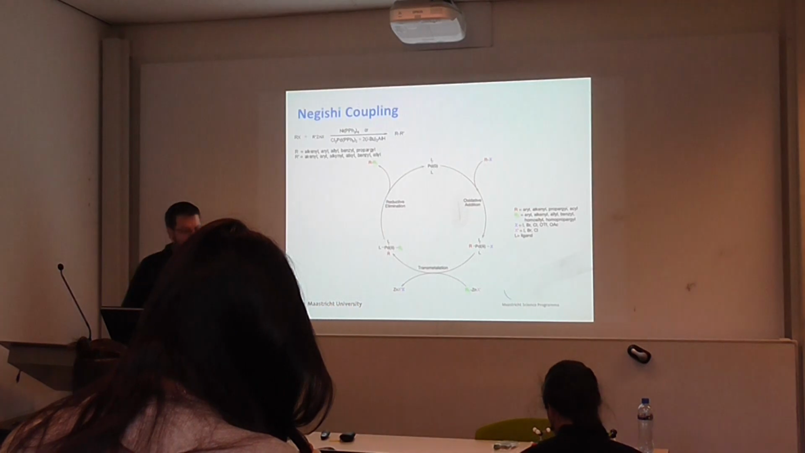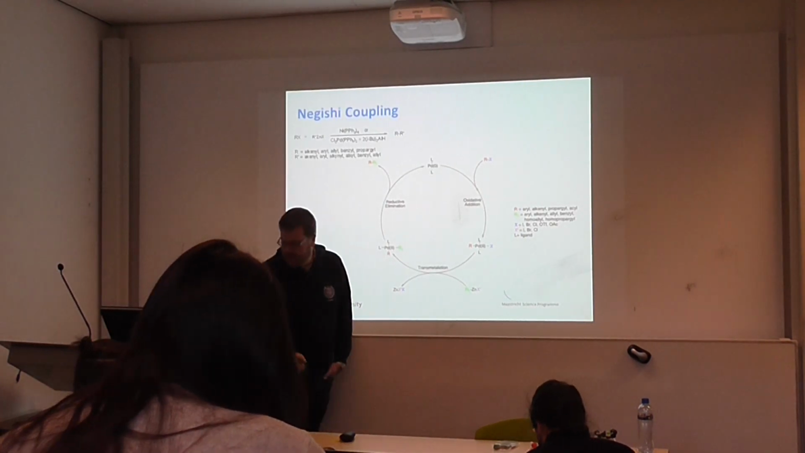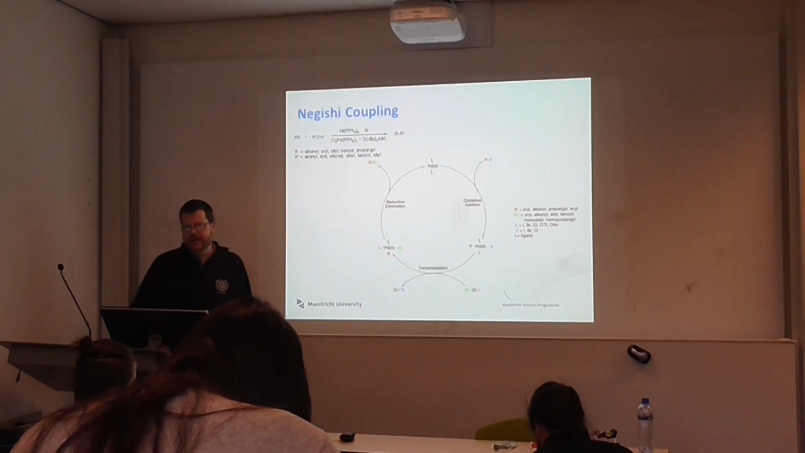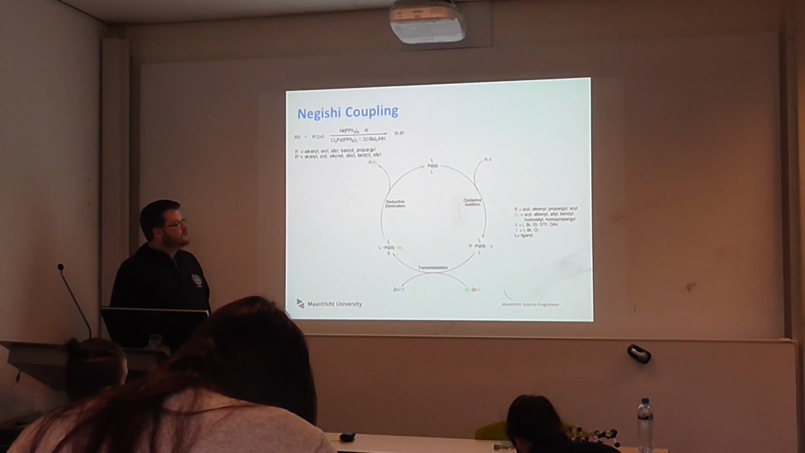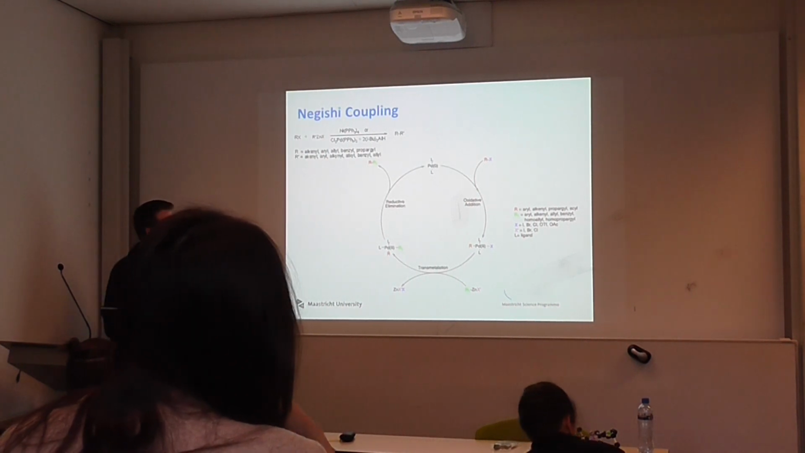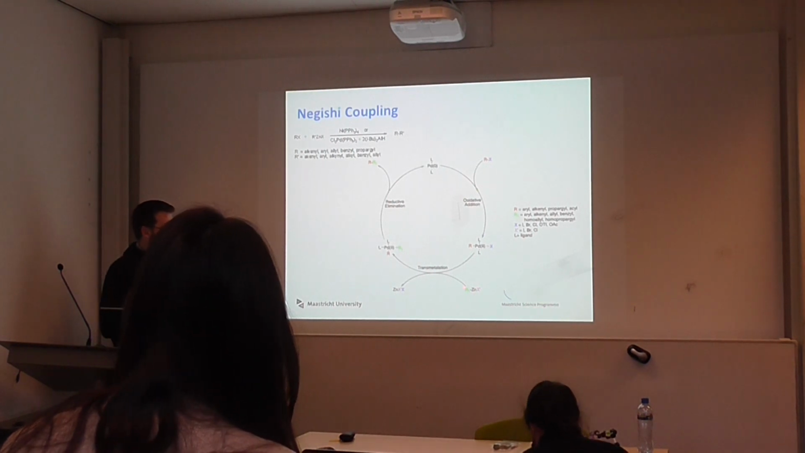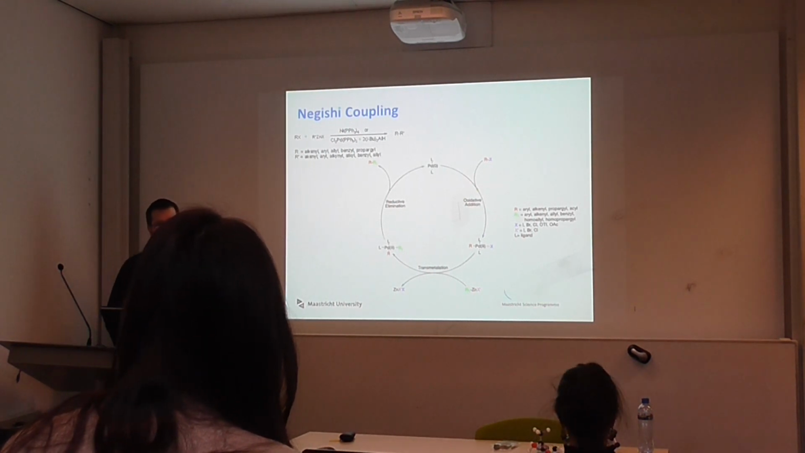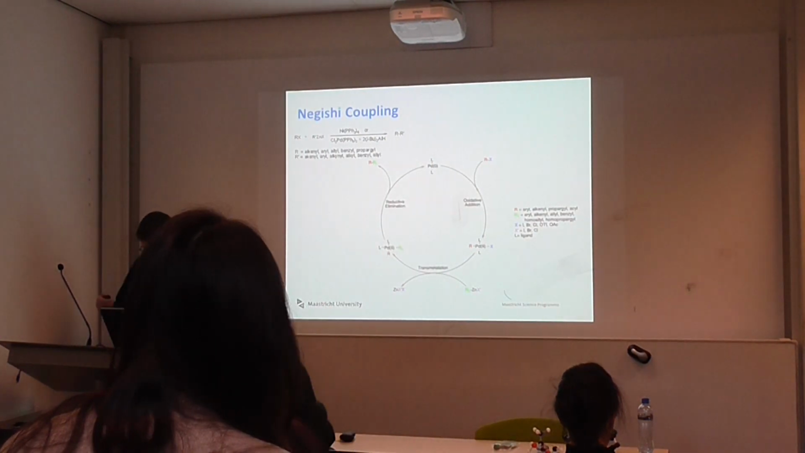And the first sort of variation on the theme is the so-called Negishi coupling we're going to look at. The story is the same as with Suzuki coupling, except we employ a different transmetallating reagent, and in this case the transmetallating reagent is a zinc reagent. So let's have a look at the cycle.